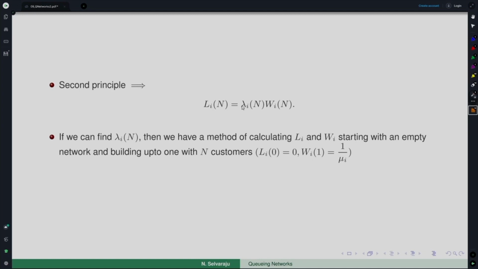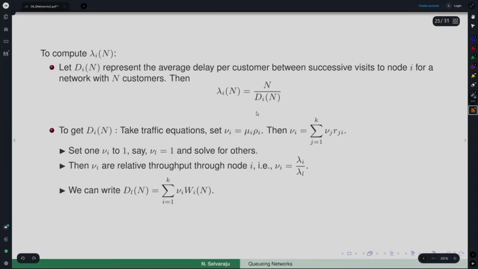So, these are basically the two steps involved, but then you need to know the throughput lambda i of n. If we know that, then we can do this. So, how do we compute this lambda i of n? That is the main part in this result.